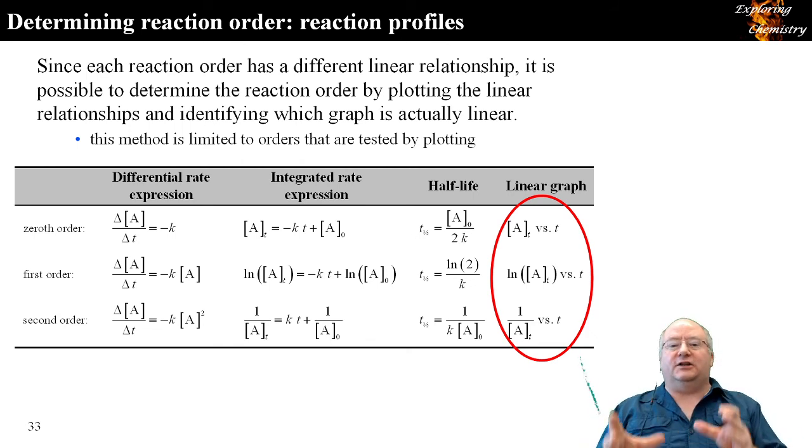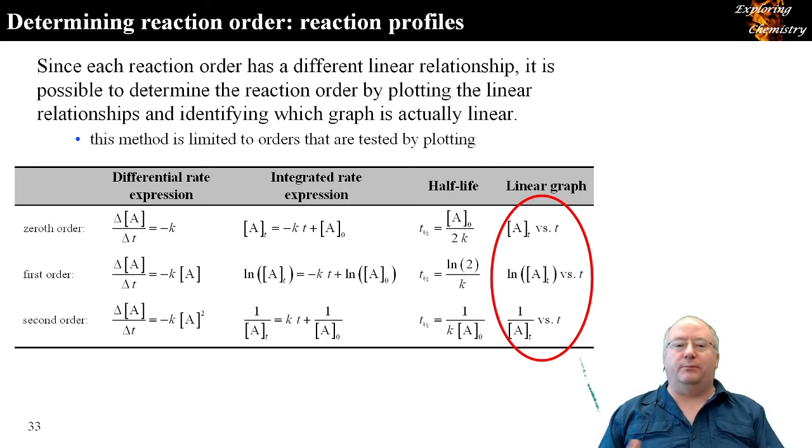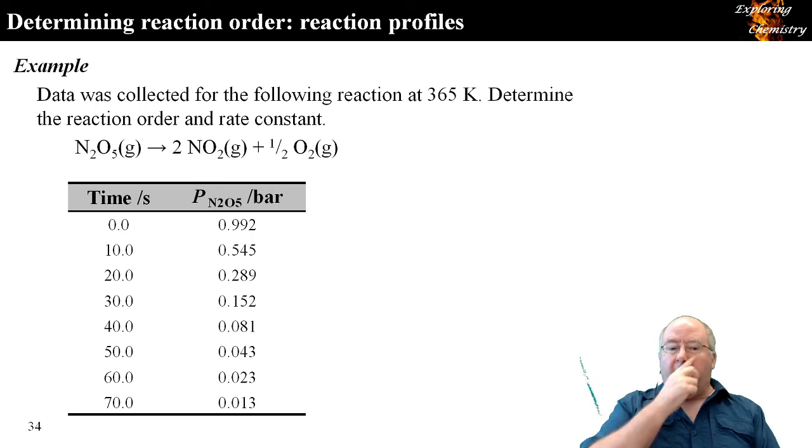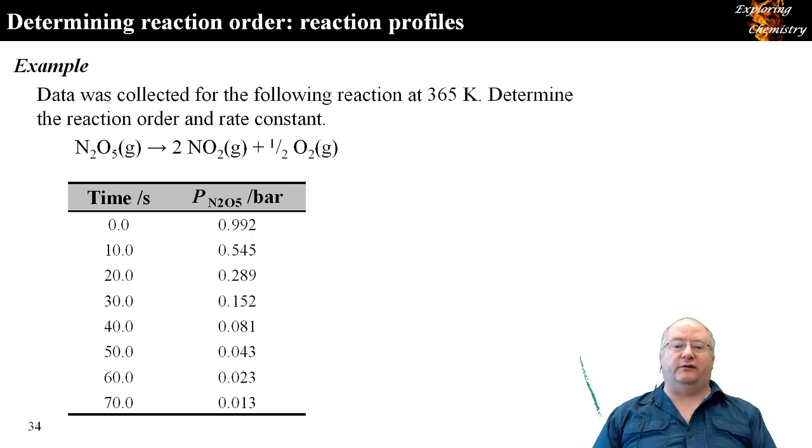We are ultimately limited to the orders that we are testing by plotting. It's not going to find a 0.5 or a 1.5 relationship because we don't test for that. But zeroth, first, and second order reactions are the most common, and thus things that we can test for get the vast majority of reactions based on this type of testing. So this is the data that we're going to be working with. This is the decomposition of dinitrogen pentoxide at 365 Kelvin. What was monitored was the partial pressure of N2O5 as a function of time.